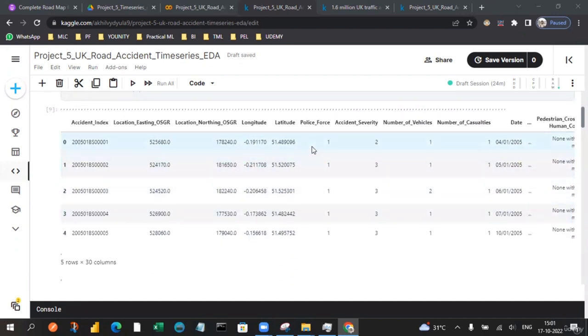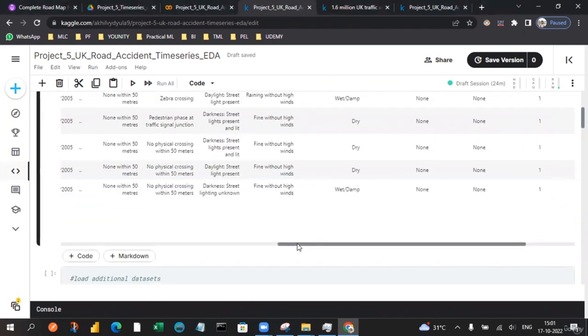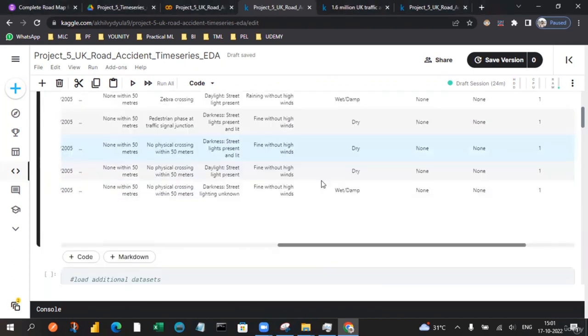We can also do some cleaning and pre-processing in the future. Accident index, location east, location north, longitude, latitude, police force, accident severity, the number of vehicles, number of casualties, and the date. So there are different kinds of features we are going to play around with for the time series analysis.